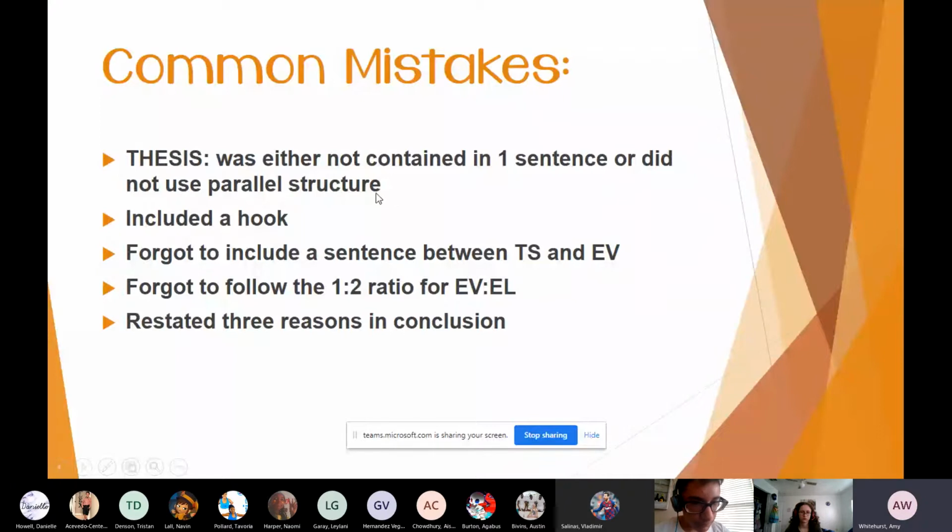Another mistake that I noticed was that a lot of your essays still included a hook. Now, because I've taught 7th grade for a few years now, that did not surprise me. A lot of times, the first essay that my 7th graders write will include a hook or an attention grabber. However, as we are progressing through middle school and in high school, we really want to move away from using a hook or a cheesy attention grabber.